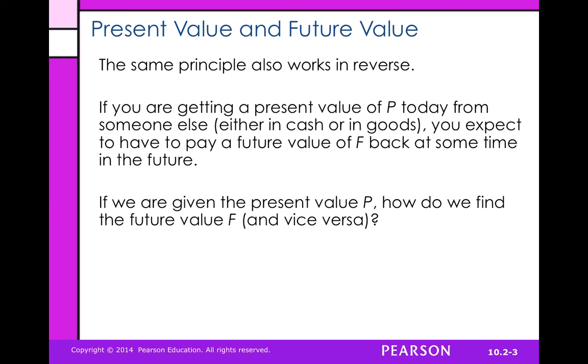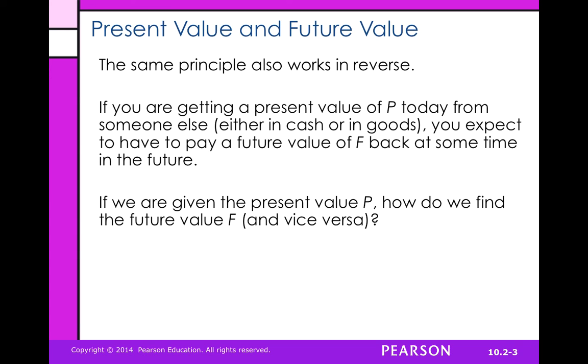The same principle we just discussed works in reverse. If you are getting a present value of P dollars today from someone else, either in cash or in goods, you expect to have to pay a future value of F back at some time in the future. If the bank, for example, gives you a loan, you are expecting to have to pay a future value of that money back sometime in the future.